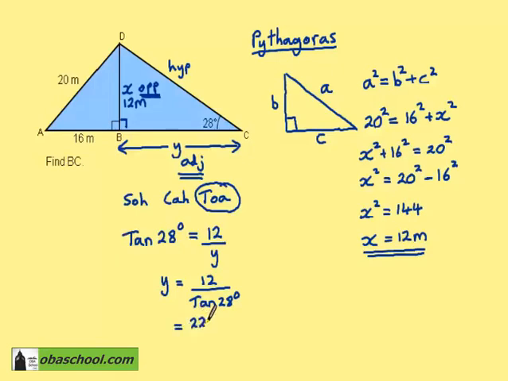This calculates to give us 22.5687 and so on, which is 22.6 meters if we give the answer correct to 3 significant figures.